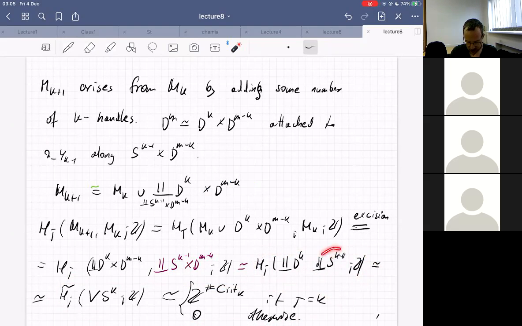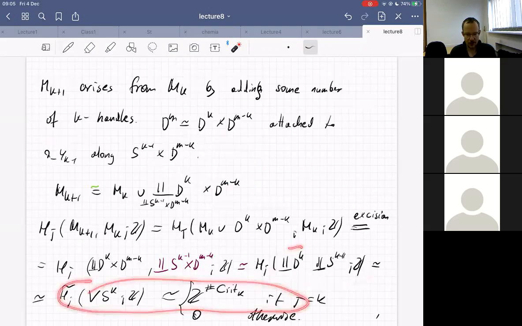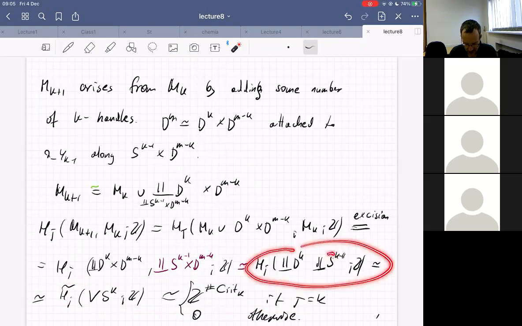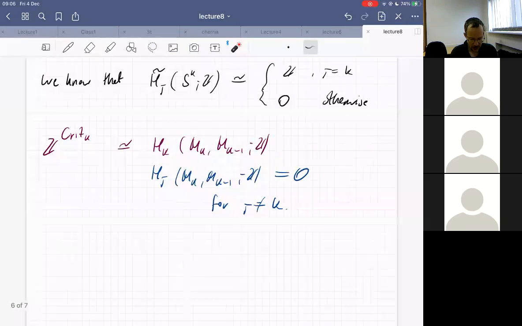So if index K is 0, then this is a 0 space. So this is not a relative homology. This is an absolute homology group, the absolute homology group of a discrete space with K points. If K is 0, then you don't need this step. You just look at this guy. This is 0, so this is the absolute homology group of the K point space, which is Z^K immediately.